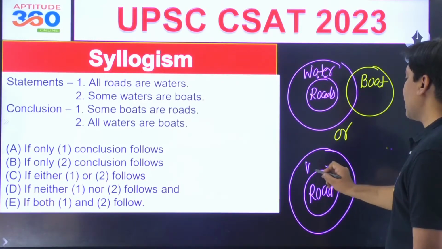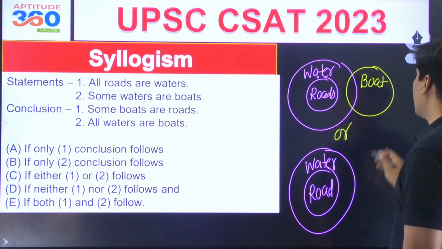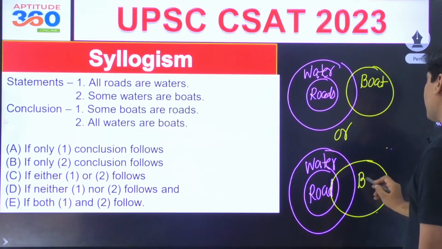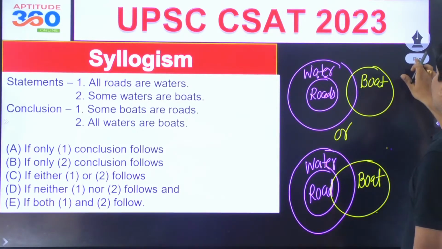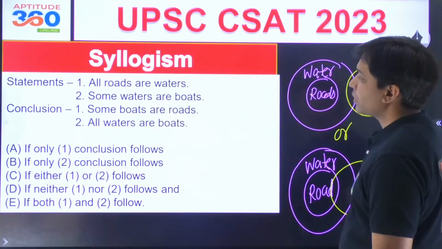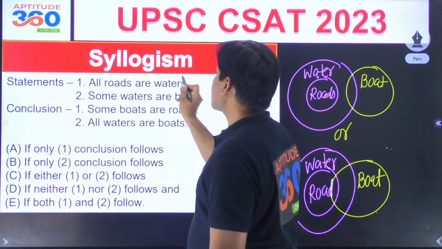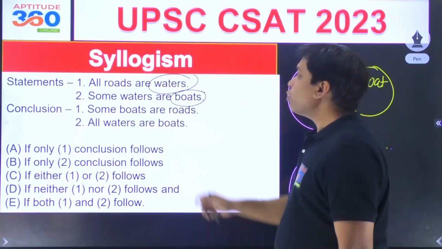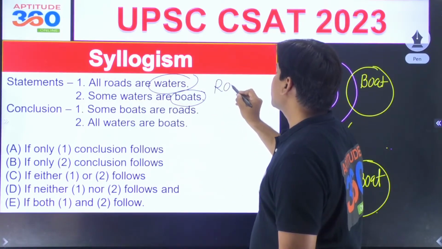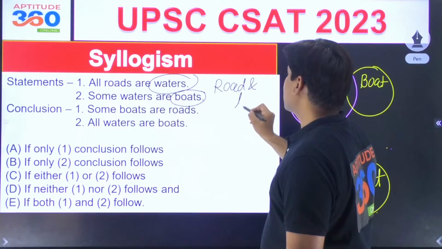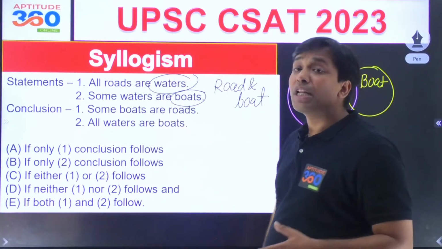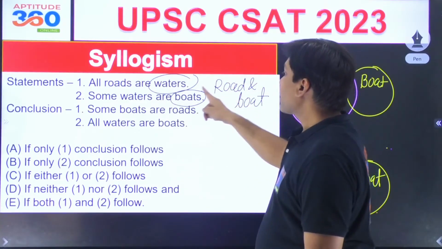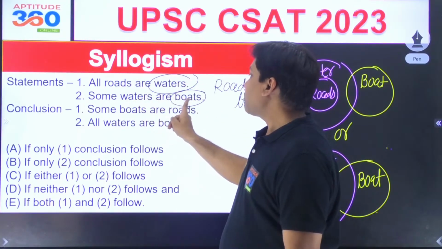Road and then water and then boat. Look, what is that you should take care of? Whenever in your problem all roads are waters and some waters are boats, now the two variables road and boat, do you know any direct relation between these two variables as per the statements? We do not know. Roads are being compared with water and boats are also getting compared with water.